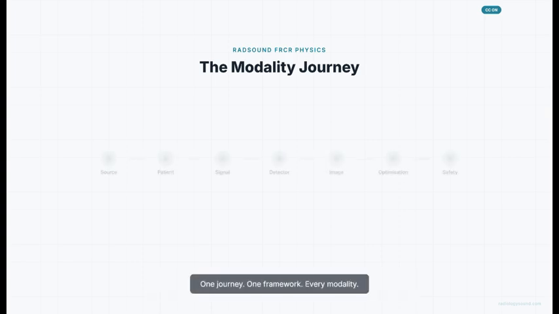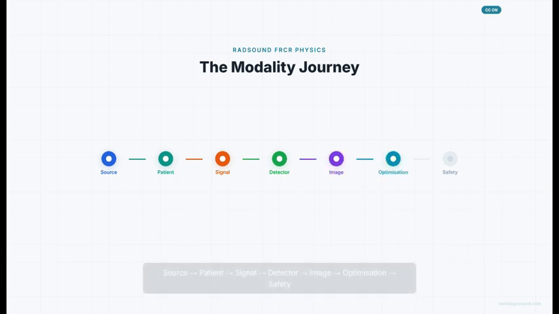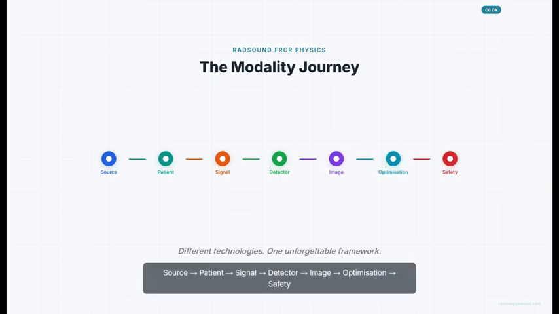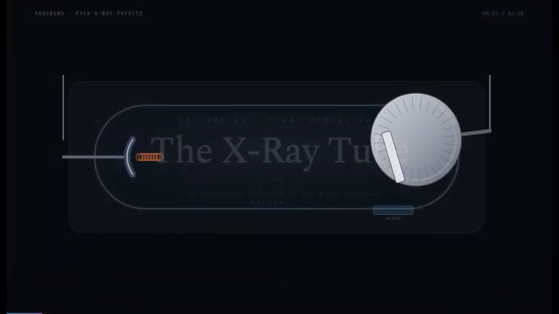So one journey, one framework for every modality. We know we have to understand the source, the patient, when the signal is produced, and the detector that will detect image formation, going to optimization and safety for every modality. So let's say we're considering the start of the X-ray. You take the X-ray, you discuss the source of that X-ray, up to the image formation and safety.